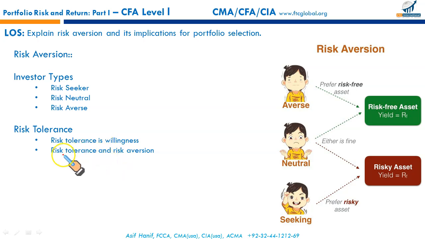So you can say that a person who has a high risk tolerance will take on more risk, and a person who has high risk aversion will take less risk. So you can say that risk tolerance and risk aversion are negatively correlated. A person who has high risk tolerance will have low risk aversion. A person who has high risk aversion will have low risk tolerance, and vice versa.